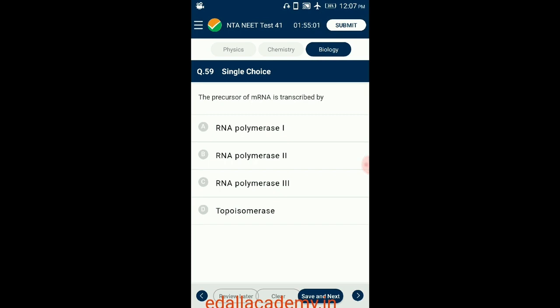Question number 59. The precursor of mRNA is transcribed by. The precursor is heterogeneous nuclear RNA. It contains introns along with exons. It is transcribed by RNA polymerase 2. So the answer for this question is option B, RNA polymerase 2. Precursor of mRNA is transcribed by RNA polymerase 2.